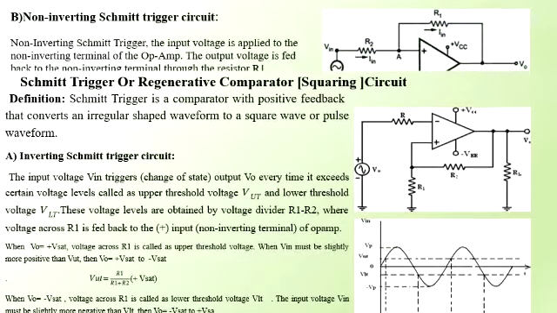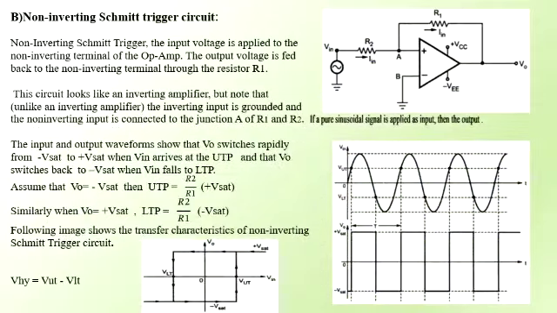Now the discussion of the non-inverting Schmitt trigger circuit, and this is the circuit diagram. The input voltage is applied to the non-inverting terminal of the op-amp, and the output voltage is fed back to the non-inverting terminal through this resistance. This circuit looks like an inverting amplifier, but note that the inverting input is grounded.